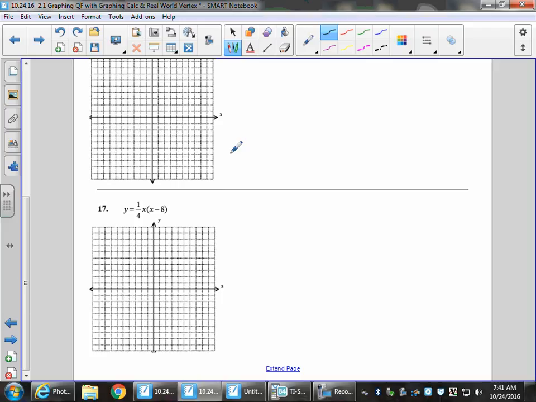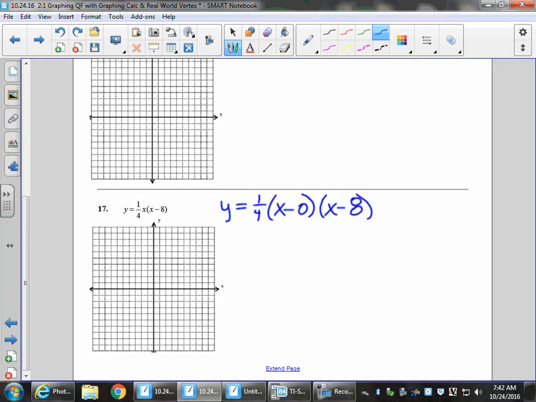Why is this giving me such a hard time? Okay. So we can rewrite this. Y equals 1/4 x minus 0, x minus 8. And now I can clearly see that this is intercept form. Once I know that I have intercept form, what am I going to do next? What's the approach for graphing?